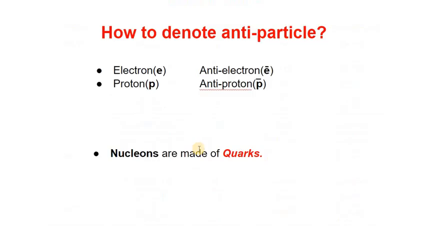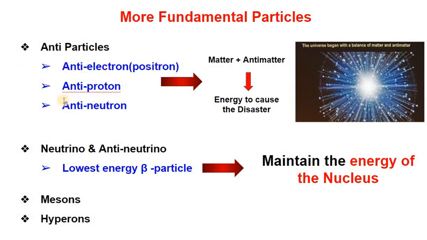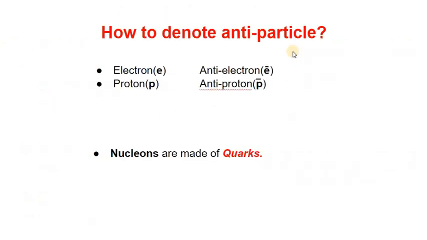And finally, let's talk about something interesting, that is how to denote the antiparticle. We have learned about antiparticles. I have told you anti-electron, anti-proton, anti-neutron. So how do we denote an antiparticle? You know the electron, e. To denote its antiparticle, you write e bar. Similarly for the proton, p bar. So you have to add a bar on the symbol to denote the antiparticles, right? This is also true for other particles.